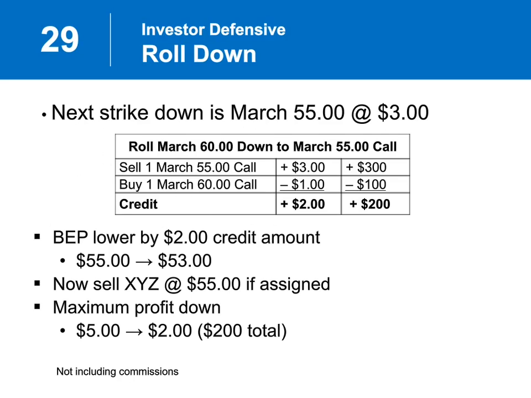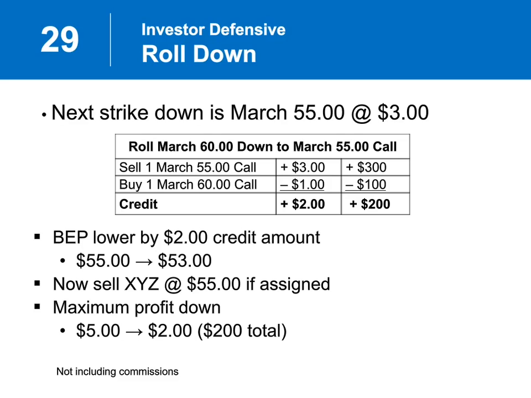We've got this defensive or less neutral opinion of the underlying at 55 now, which is where the stock is. So we decide to sell the 55 call, buy the 60 call. Again, we're doing this for a credit, which is $2. So we have lowered our break-even point by the $2 credit that we take in.